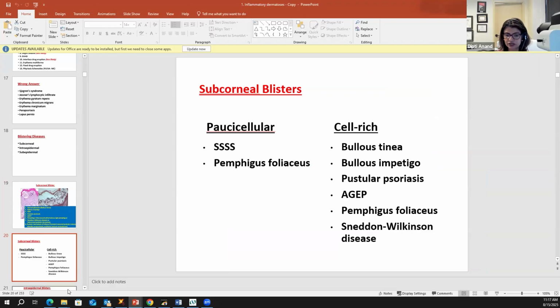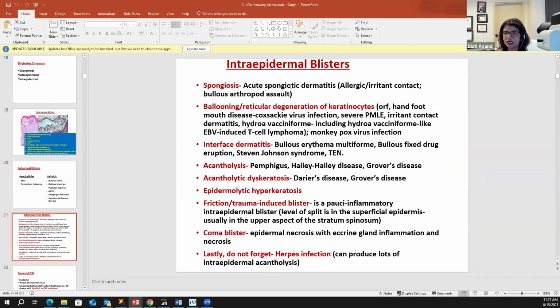Now let's come to your intraepidermal blisters. When you're dealing with an intraepidermal blister, which is by far one of the most common blisters that you will deal with, you have to again think, what is the cause of it? The most common cause is spongiosis, which is eczematous contact dermatitis like poison ivy. Included in this cause would also be things like bullous arthropod bites, and we're going to discuss all of this in detail. The second cause would be ballooning and reticular degeneration, which we're going to talk about.